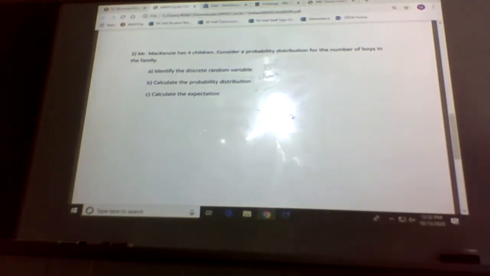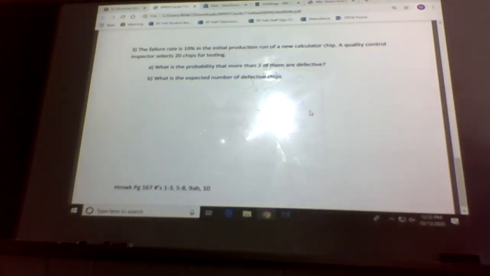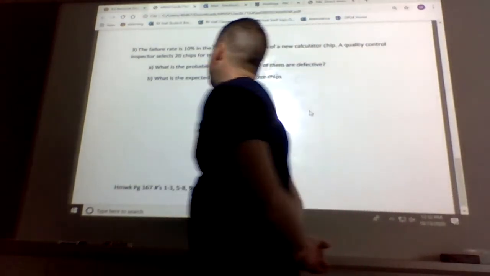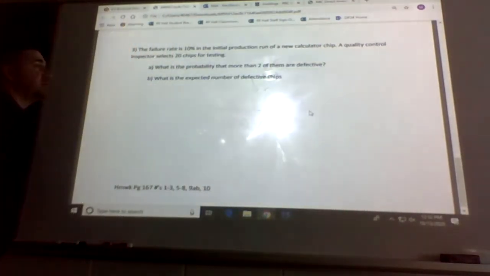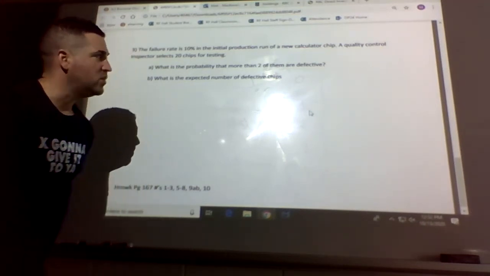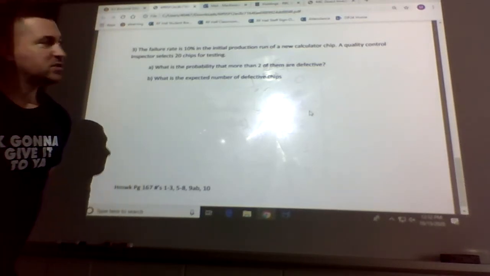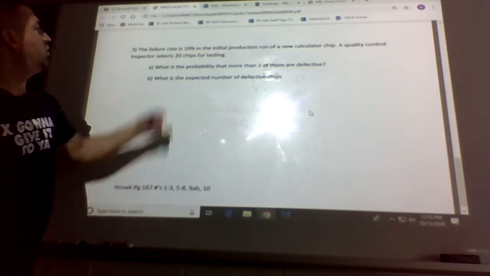Last one. Okay, the failure rate is 10% in the initial production of a new calculator chip. A quality control inspector selects 20 chips for testing. What is the probability that more than 2 of them are defective? More than 2. So that means 3, 4, 5, all the way up to 20.